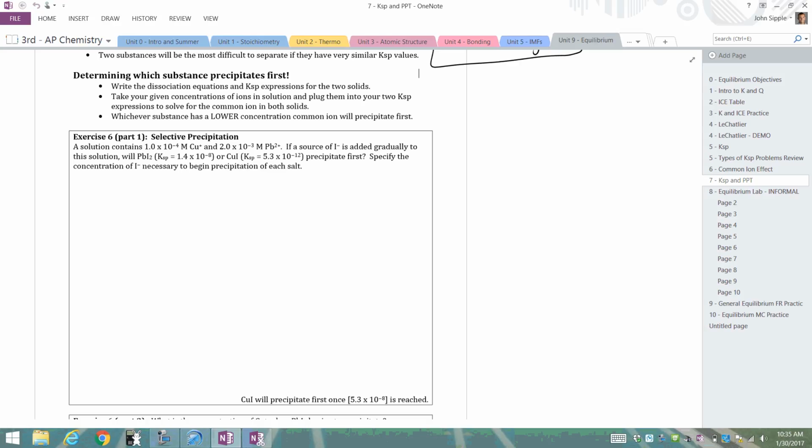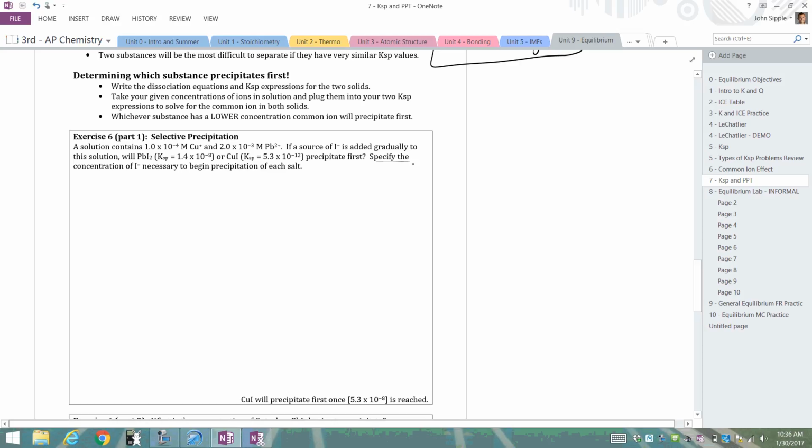We can't do that, right? Why can we not just look right at the KSP value? Each one of these has a different number of ions in solution. So if that's the case, then we need to solve for X to decide which one's going to precipitate out first.